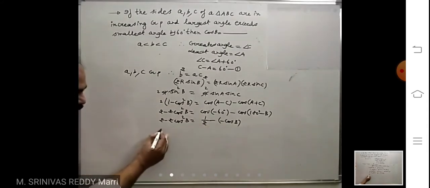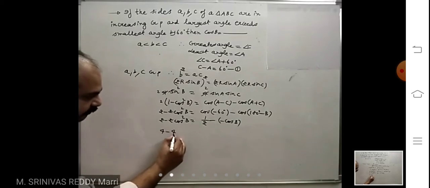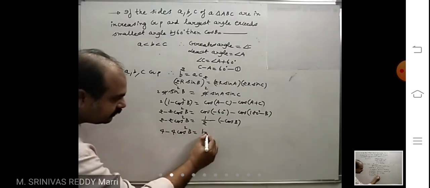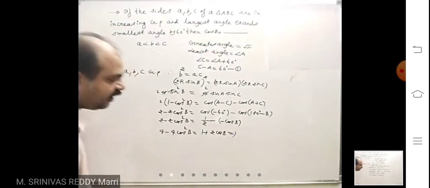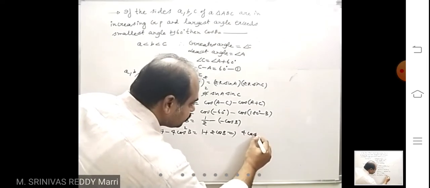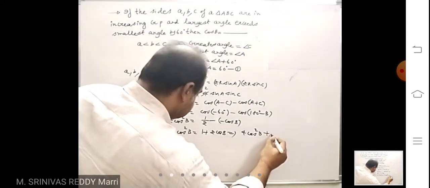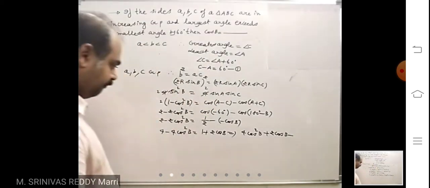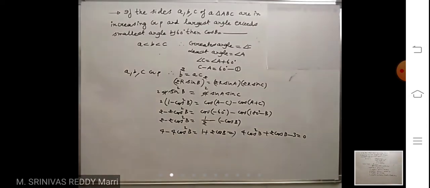So take the LCM and 2 multiply this side. You will get 4 minus 4 cos square B equals to 1 plus 2 cos B. Form a quadratic equation in cos B. Bring that side. That implies 4 cos square B plus 2 cos B minus 1 minus 4 means 3 equal to 0. Now got a quadratic equation in cos B.